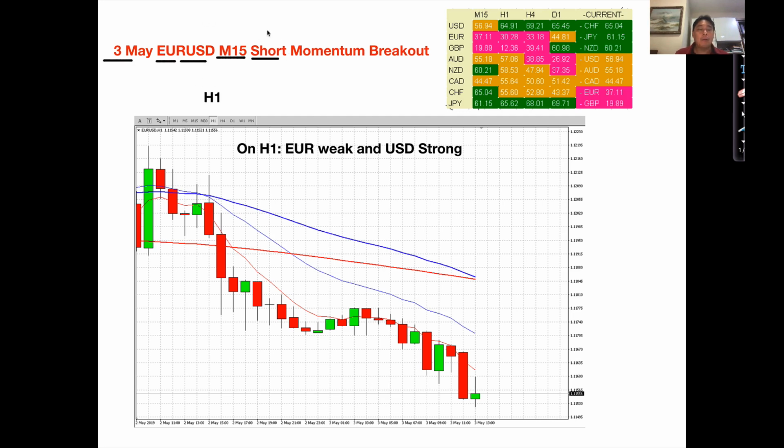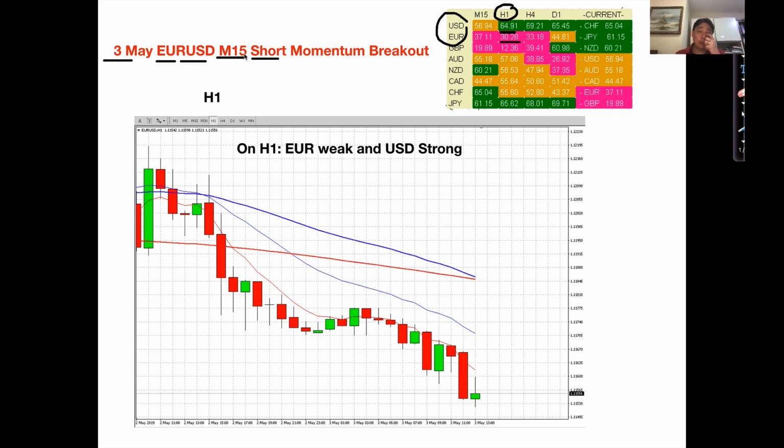For this trade, I was looking at the currency strength meter on the higher time frame, which in this case is H1. On this particular day, on H1, you can see that the dollar was in green, strong, and the euro was in red, weak. So I want to be selling the euro, buying the dollar. So for the Euro USD pair, you'll be selling the Euro USD.